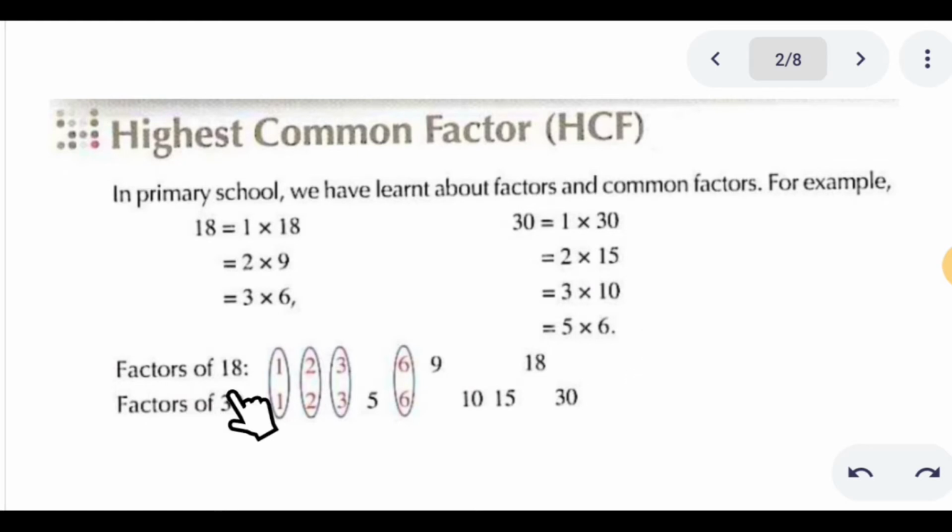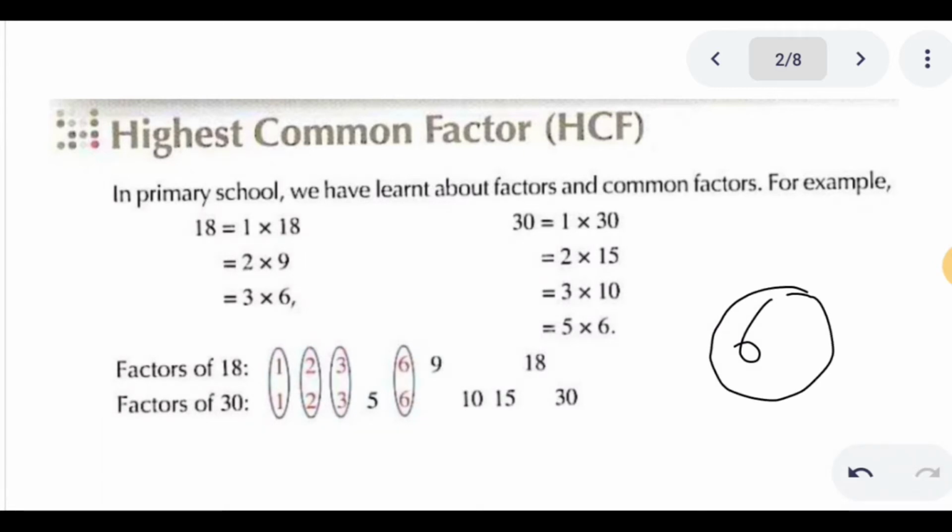Once you have found all the factors, you have to list them in this way, like we have written the factors of 18 and then the factors of 30. After listing these factors, we see which factor is common and the highest. So 6 is the highest common factor in both numbers, 18 and 30. So we can say that the highest common factor of 18 and 30 is 6.